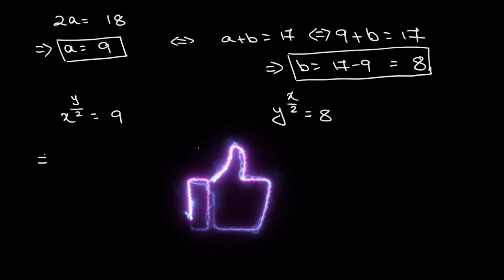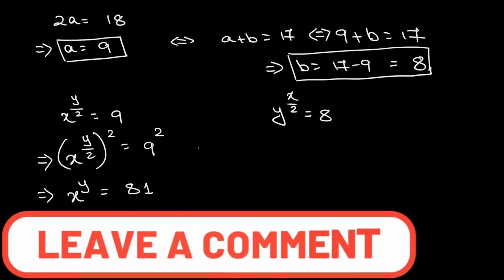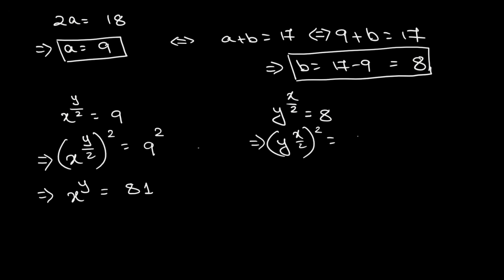So now putting square on both the sides, x to the power y by 2 whole square is equal to 9 square. So we can write it as x to the power y is equal to 81. Similarly, here putting square on both the sides, y to the power x by 2 whole square is equal to 8 square, then we can write it as y to the power x is equal to 64.